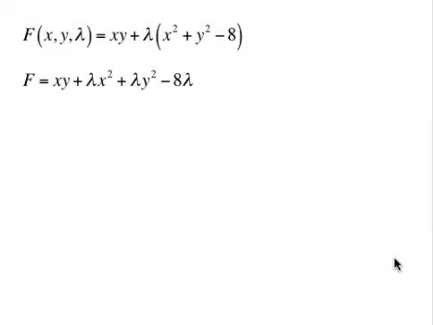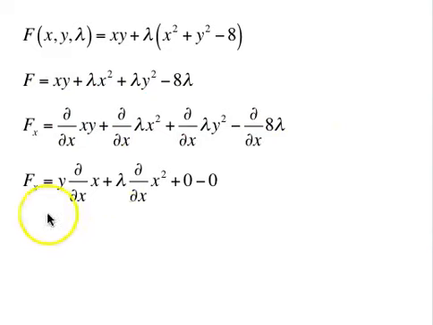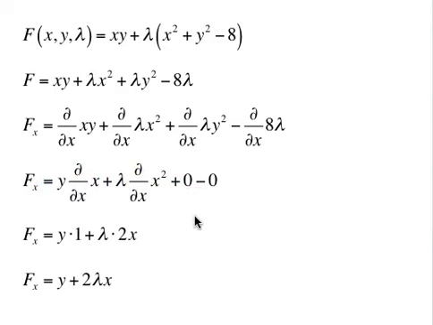And then our strategy is to find all the partial derivatives. First f sub x, which will be what? Let's see, we pull the y out, we pull the lambda out. This will be 0, this will be 0. This is 1, this is 2x, so y times 1, lambda times 2x. And we get f sub x is y plus 2 lambda x.